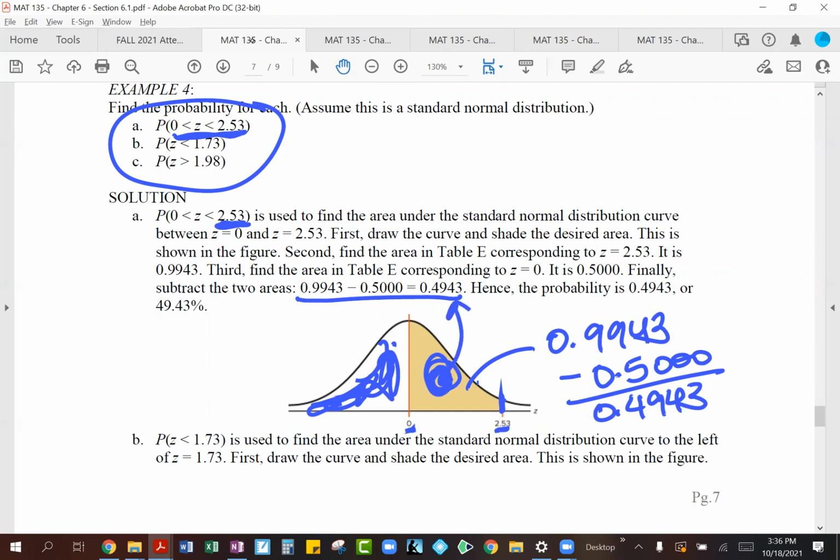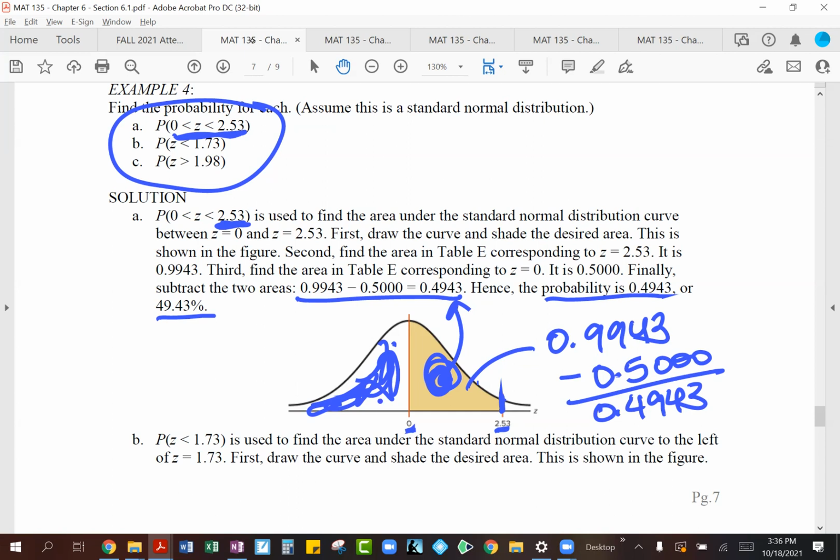That's the area for that shaded portion. And you can again think of that as a probability or as a percentage. So we can say, whatever this example might be referring to, the chance that this will happen is 49.43%, or a probability of 0.4943. So you end up subtracting that 50% for the bottom half, which we were not including in our shaded area.